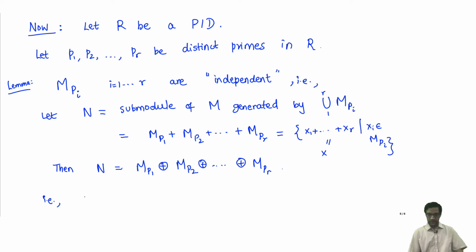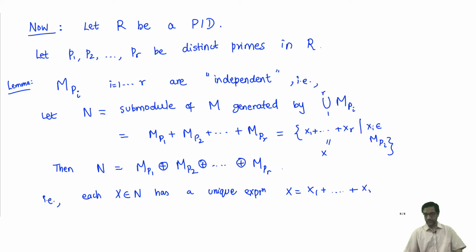I.e., what I mean is each x in N has a unique expression as a sum x1 plus x2 plus xr with each xi coming from the appropriate submodule for all i. Okay, so this is my definition of independence. It's a lengthy definition, but the proof itself is very simple. So let's prove this. What do we need to show? We need to show that if x has two such expressions, then those two expressions coincide. Okay, so here's the proof.